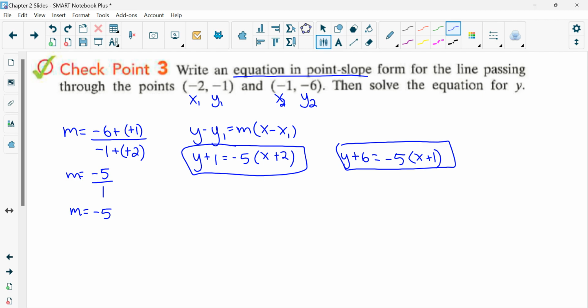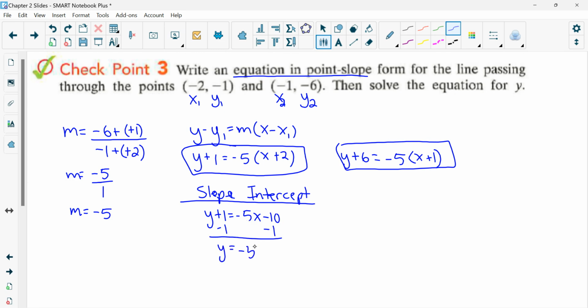It does say solve for y, so if I wanted to do slope-intercept form, that's where I would solve for y. And so again, all we have to do to solve for y is to distribute. So that would give me negative 5x minus 10, and I would subtract 1. So I get negative 5x minus 11.